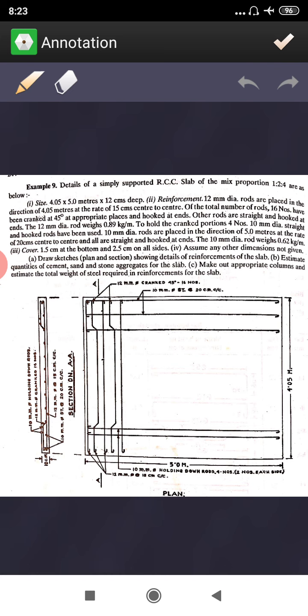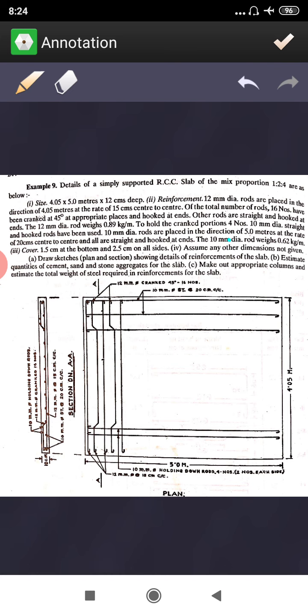Next detailing is the total number of rods. 16 numbers have been cranked. So directly they have given the cranked bars, means bent up bars at 45 degree at appropriate places and hooked at the ends. So the bars are cranked on both sides and they have hooks at both sides. The other rods are straight rods and those are also hooked at the ends.